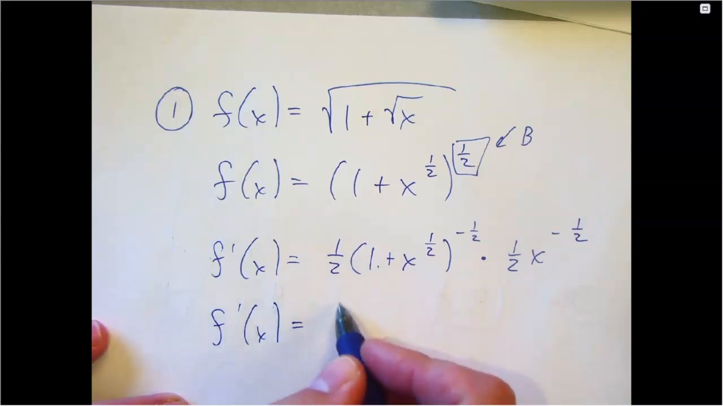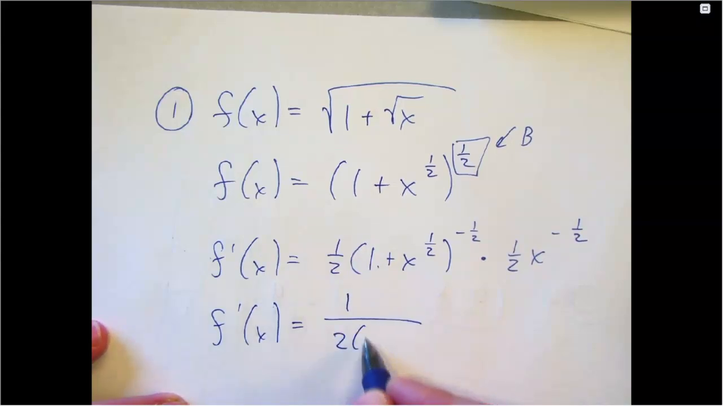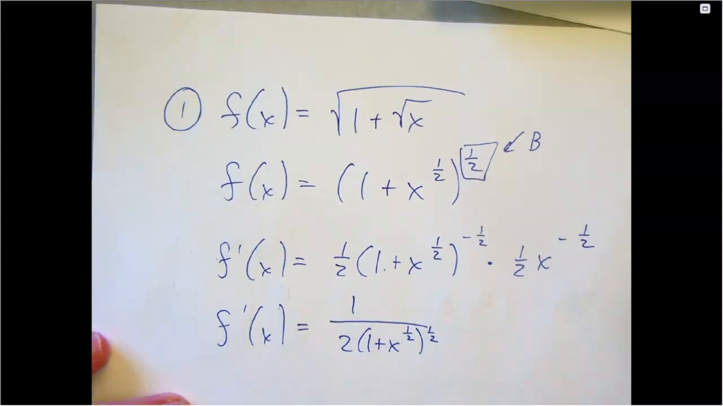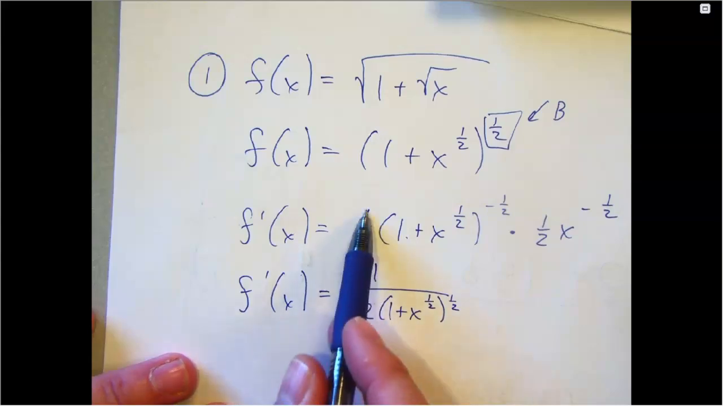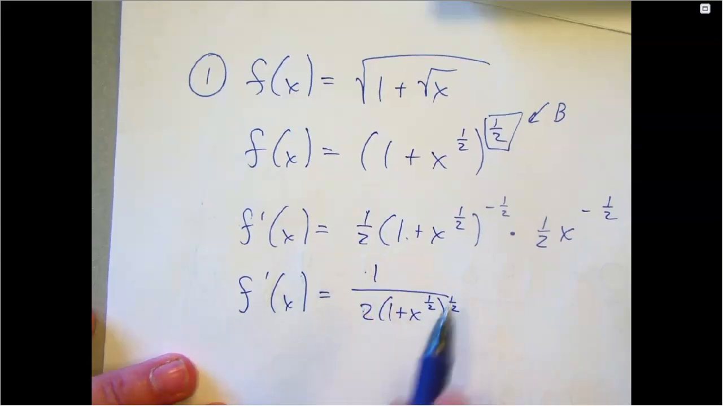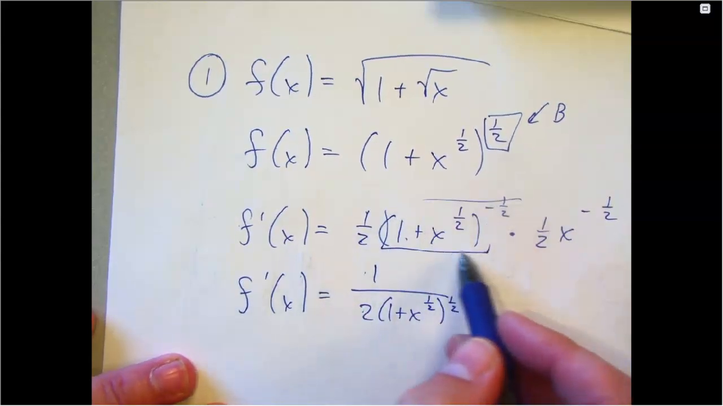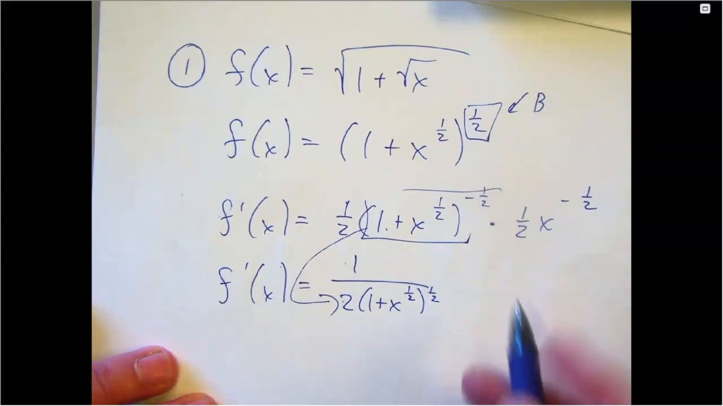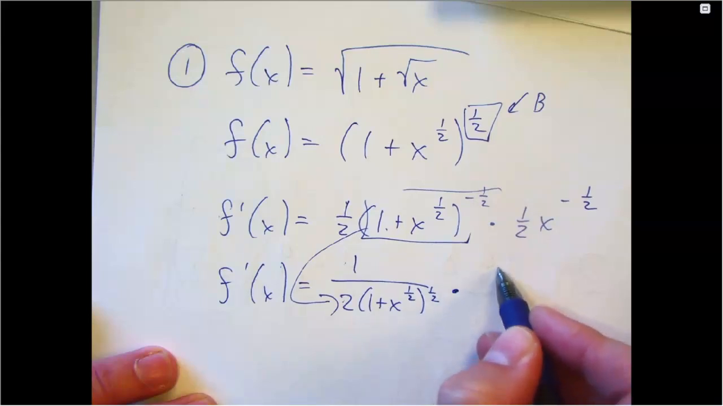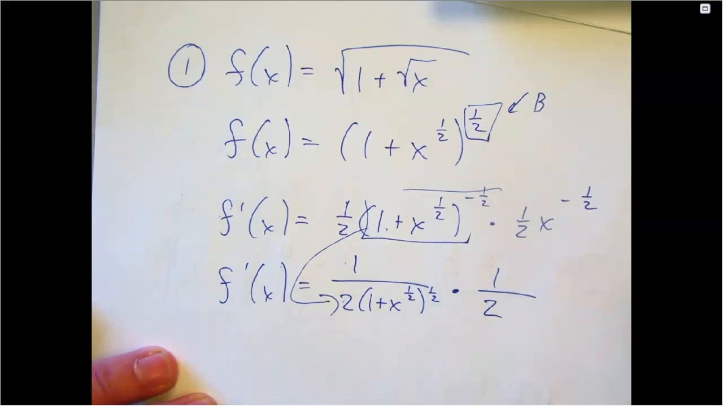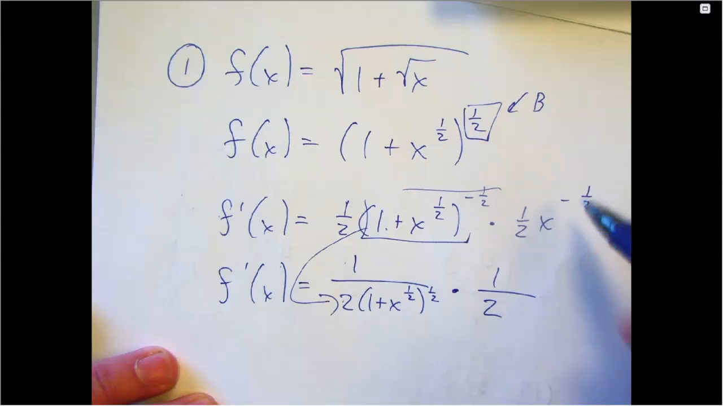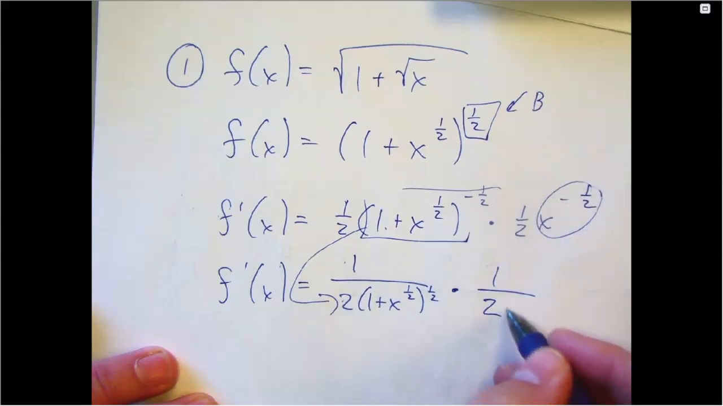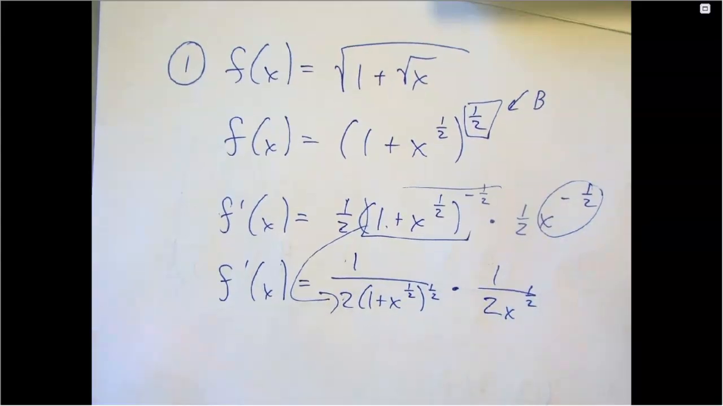So I've got 1 over 2 times (1 plus x to the 1 half) to the 1 half. So I'm just taking this 1 over 2 that establishes a fraction, and then I'm taking this piece and just flipping it down to the bottom. Times, again, 1 over 2 establishes a fraction there, and then this x to the negative 1 half, because that is a negative exponent, I'm going to put it on the bottom.